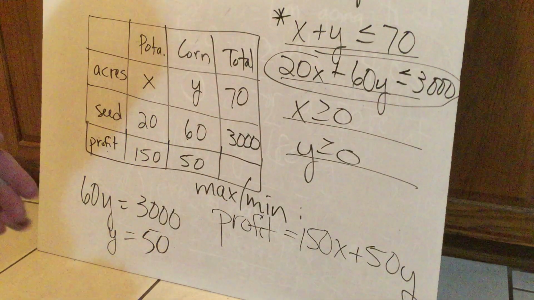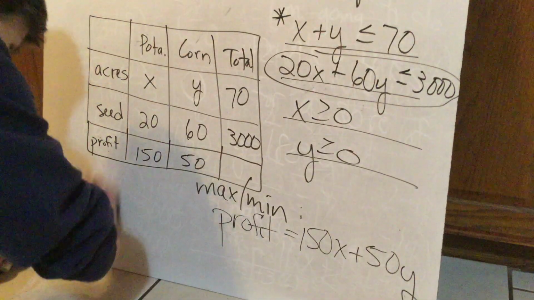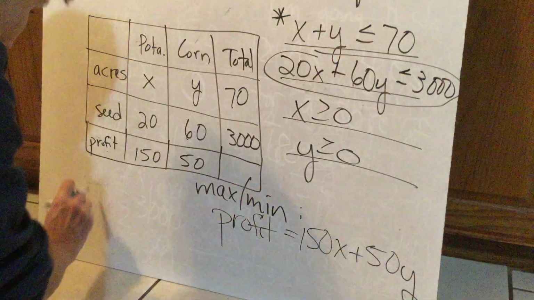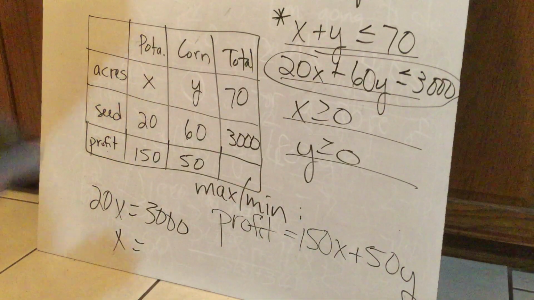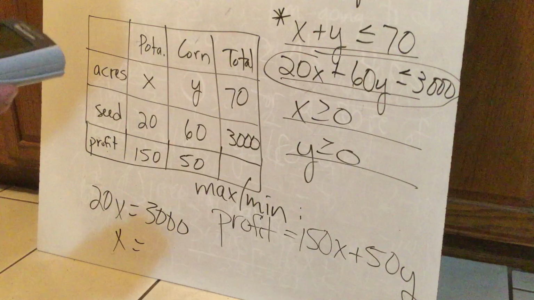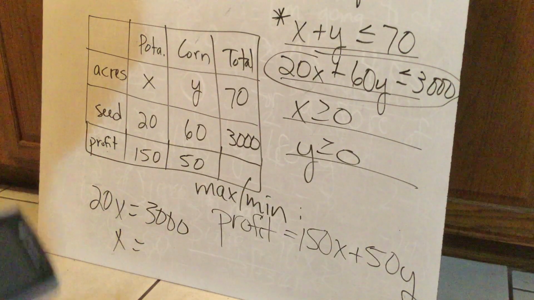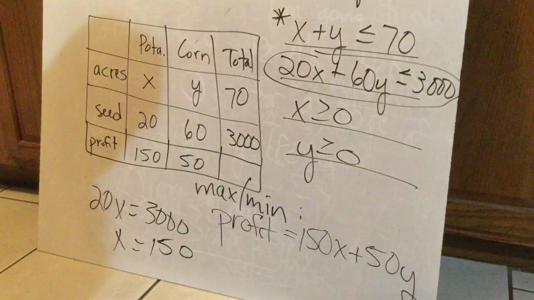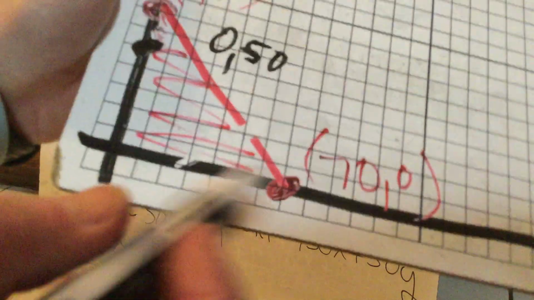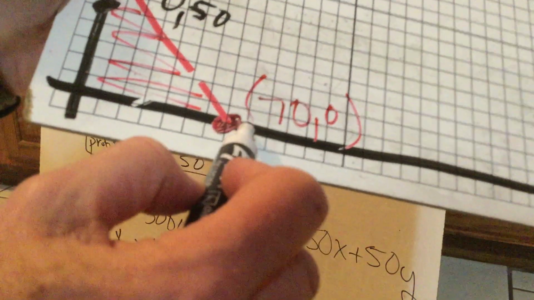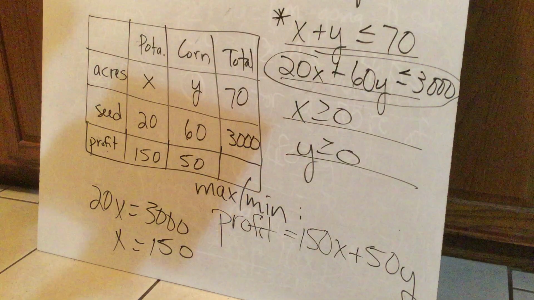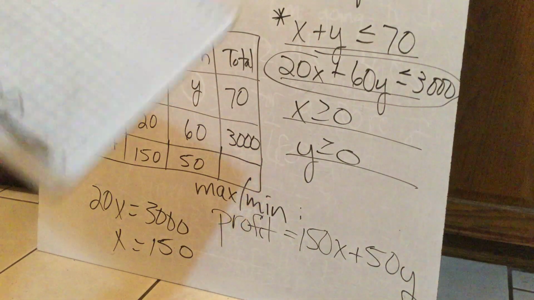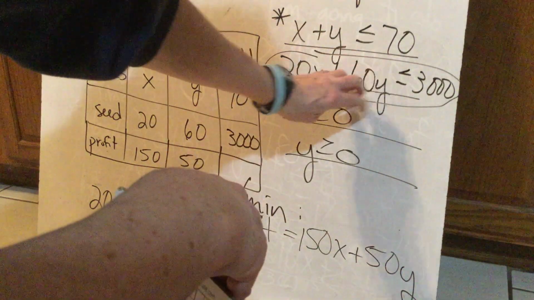Now, let y be 0. If we let y be 0, then you have the equation 20x equals 3,000. So 3,000 divided by 20 is 150. Now remember, every box is worth 10. So I'm going to have to count out 15 boxes. So there's 7, 8, 9, 10, 11, 12, 13, 14, 15. Right there. So that is the point 150, 0. Guys, you let y be 0, and x turned out to be 150. So that's 150, 0.